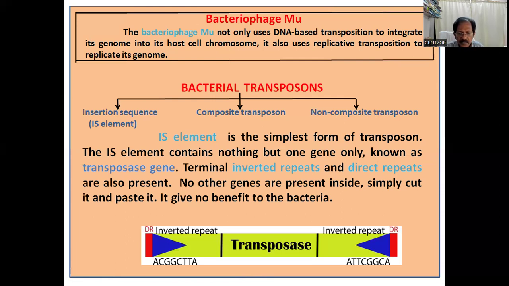The terminal inverted repeats and direct repeats are also present. The direct repeats are present just outside. The inverted repeat is this, and this is the direct repeat. No other genes are present inside. Simply cut it and paste it, so the cut and paste mechanism is there. It gives no benefit to the bacteria.